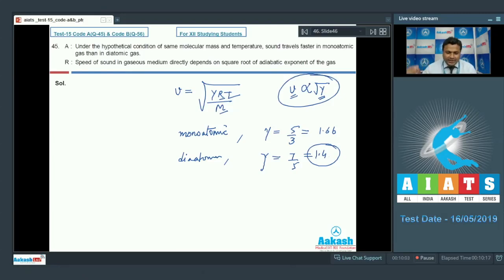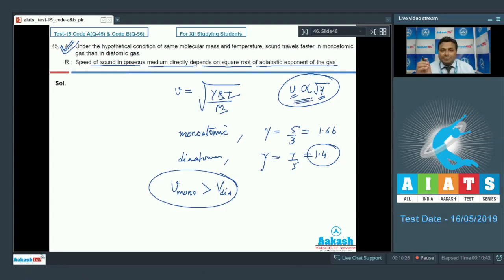Therefore, we can say that the speed of sound in monoatomic will be greater than the speed of sound in diatomic. Assertion is absolutely correct. The reason, let's talk about it: the speed of sound in gaseous medium directly depends on the square root of the adiabatic exponent of the gas. Yes, this is what is given, we just have explained. So reason is also true, explanation is perfectly true. So we'll go with option number 1 only, which is absolutely correct. Now move on to the next, that is 46 number.